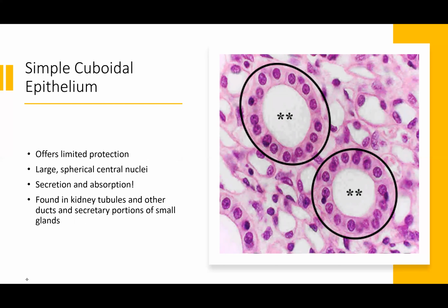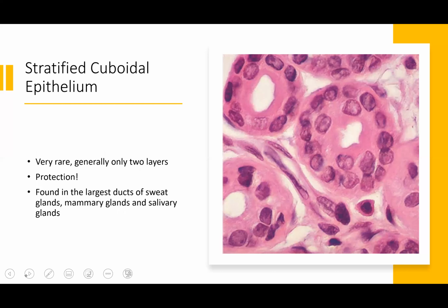And so they're going to offer limited protection, and their big purposes are secretion and absorption, yet again, because it is a simple epithelium, it makes sense that it's going to be good at secretion and absorption and not so good at protection. So these are going to be found in our kidney tubules and some other ducts and portions of small glands.